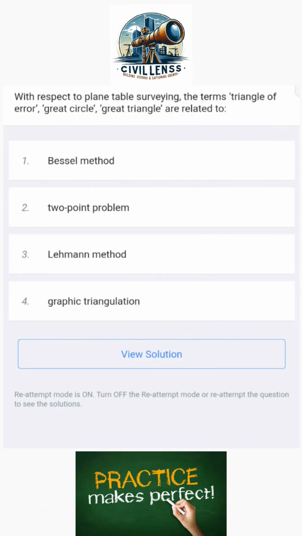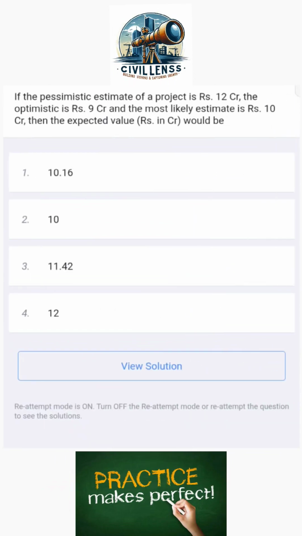Next, with respect to plane table surveying, the terms triangle of error, great circle, great triangle are related to the Lehmann method. Next, if the pessimistic estimate of a project is 12 crore, the optimistic is 9 crore, and the most likely estimate is 10 crore, then the expected value is Te equals Tp plus 4 Tm plus To by 6, so we get the answer 10.16.